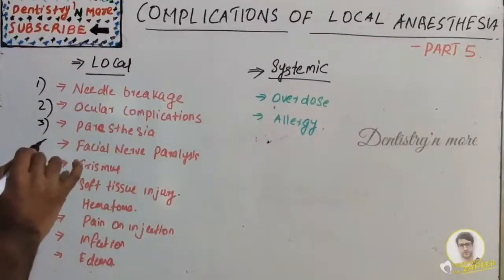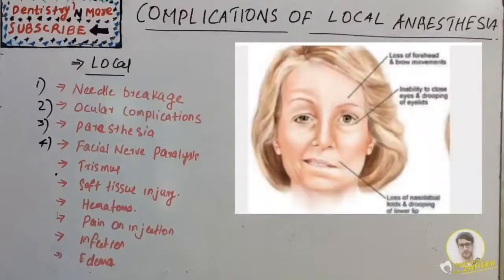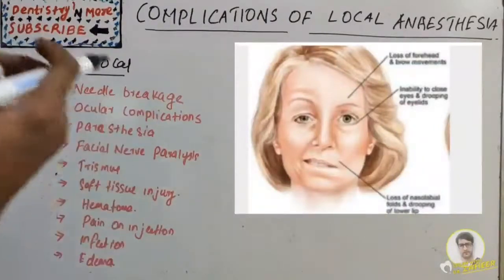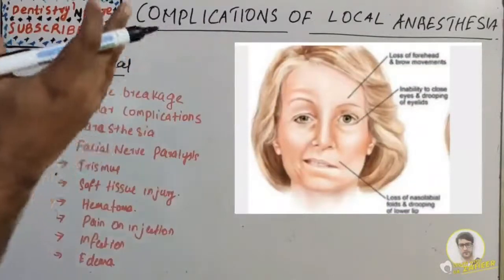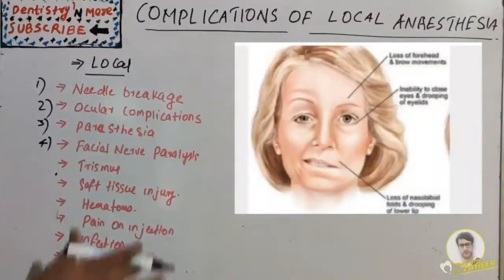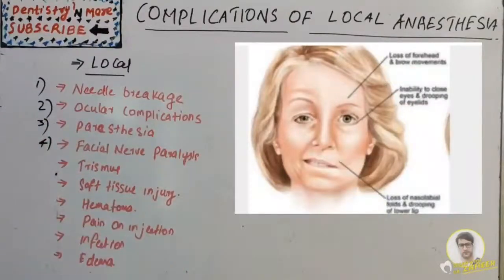Next we have the facial nerve paralysis. We learned in our previous session how facial nerve paralysis happens. While giving IANB, if the bone resistance is not obtained and we are injecting the solution into the parotid gland where the nerve fibers of the facial nerve are present, then we are injecting onto the branches of the facial nerve, and that will cause facial nerve paralysis. That is also a temporary or transient problem.